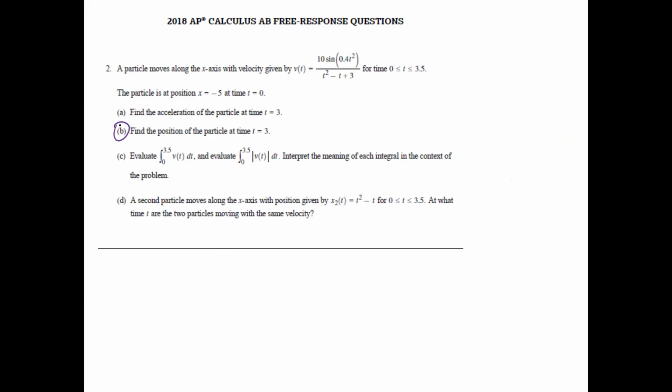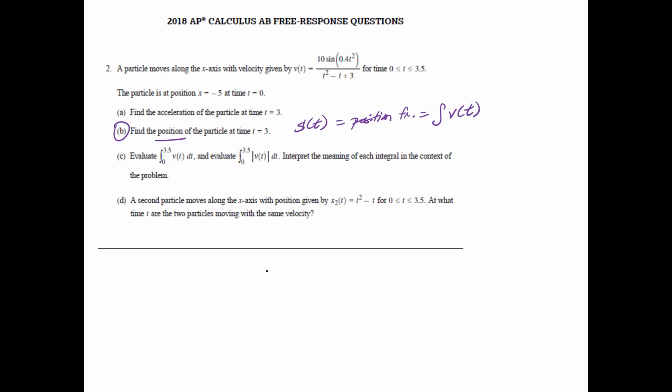Okay, let's go on to B. For B, it says find the position of the particle when t equals 3. The keyword here is position, so you're looking for s of t, which is the position function. The position function is going to be equal to the integral of v of t. So we're going to do the integral in this situation.